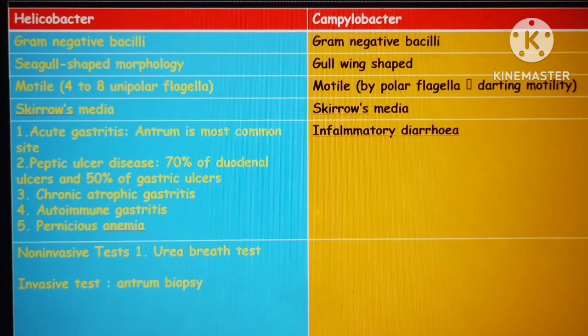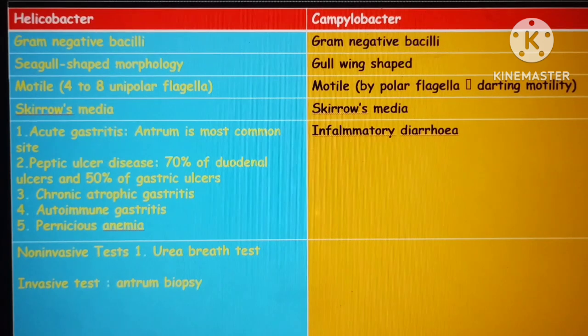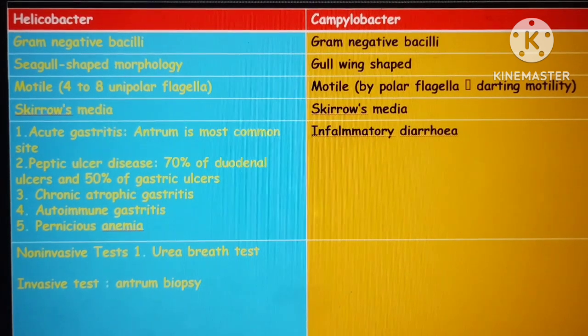The diseases caused by H. pylori are acute gastritis, peptic ulcer disease, chronic atrophic gastritis, autoimmune gastritis, and pernicious anemia. In acute gastritis, the antrum is the most common site. Whereas Campylobacter usually causes an inflammatory diarrhea. Sorry for the spelling mistake, it is inflammatory diarrhea.